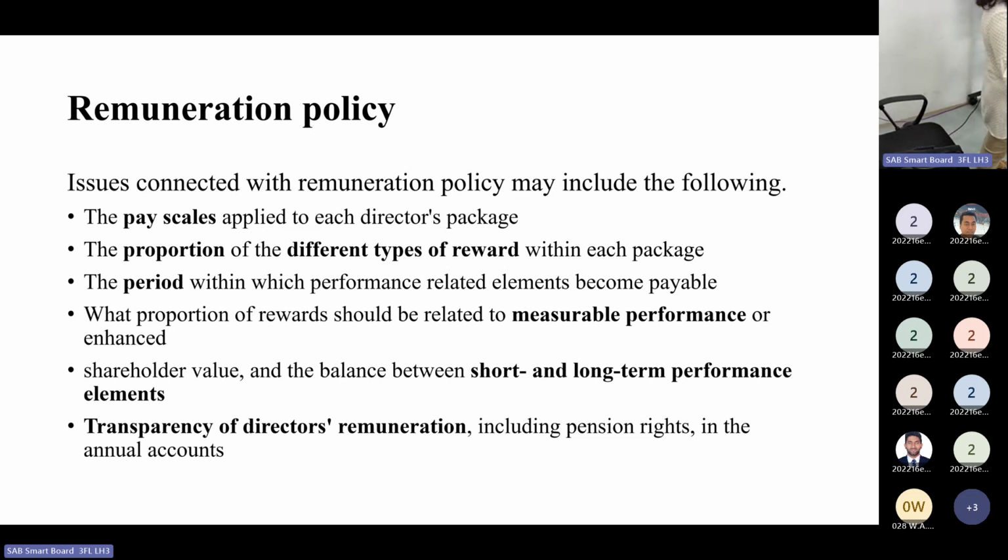So, අපේ payment එකේ තියෙනවා fixed element එකකුයි performance related element එක. That performance related element එක කොහොමද pay කරන්නේ? කොහොමද performance එක connect කරන්නේ? Third one, what proportion of rewards should be related to measurable performance or enhanced?